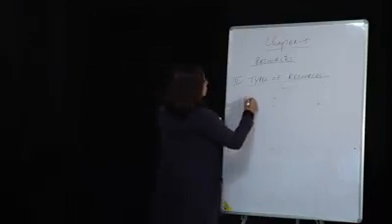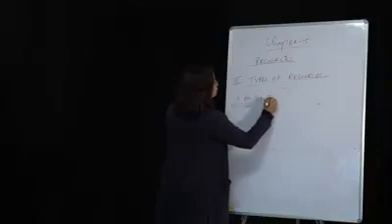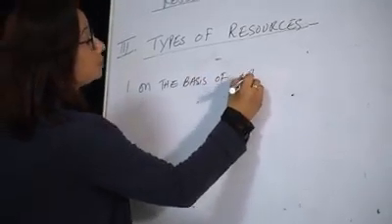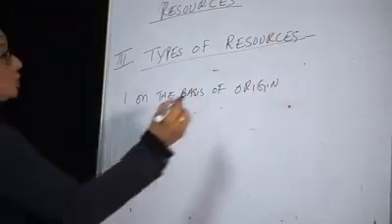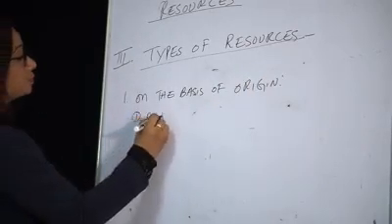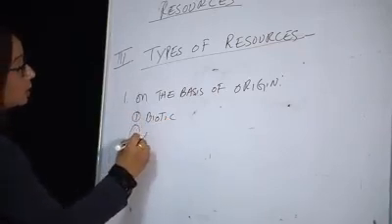So the first one is on the basis of origin. On the basis of origin, we classify it as 1 biotic and 2 abiotic.